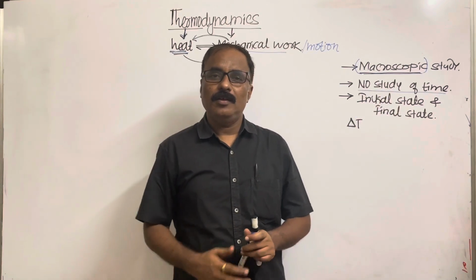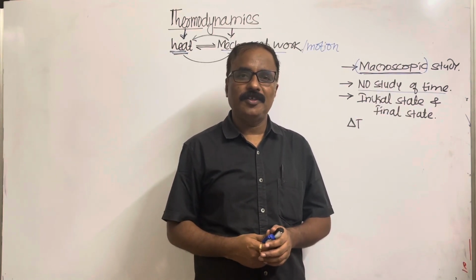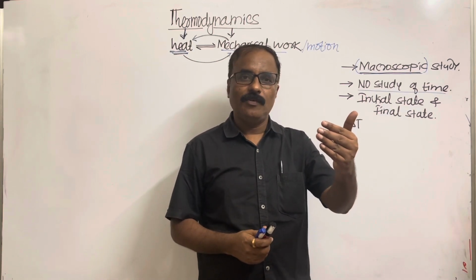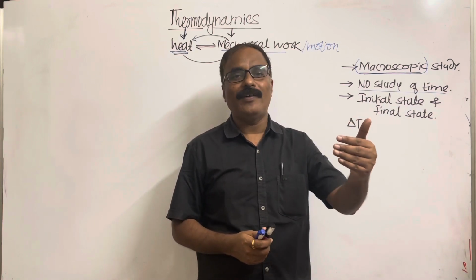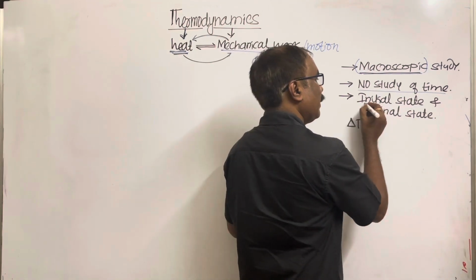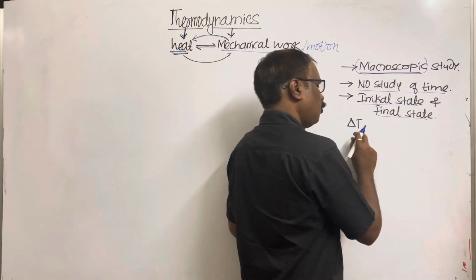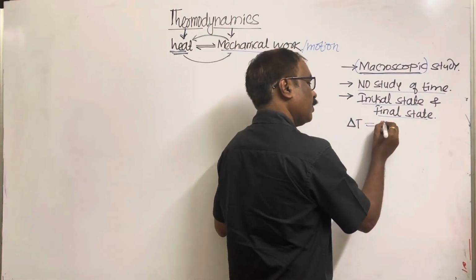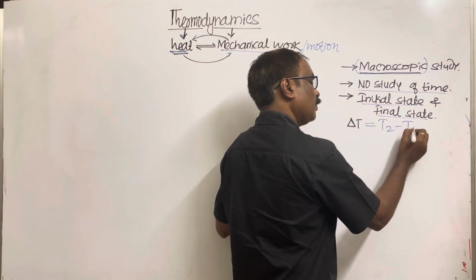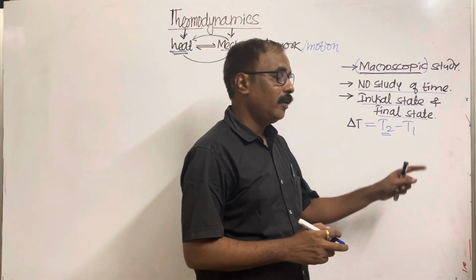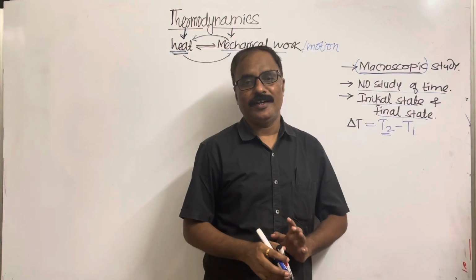Third, in thermodynamics, there is a study about only the initial state and the final state. There is no full information about the pathway between the final state and the initial state. So only the initial state and the final state. Suppose I want to calculate delta T, the change in temperature. So what is that formula? It is T2 minus T1. What is this T2? Temperature of the final state. And what is this T1? Temperature of the initial state.